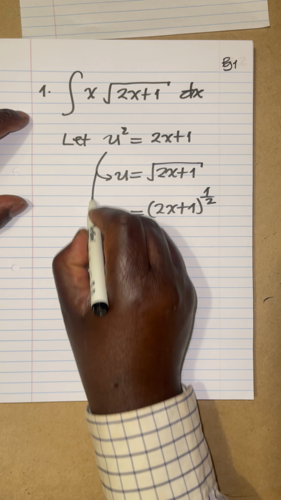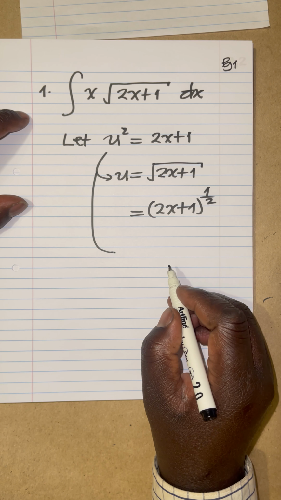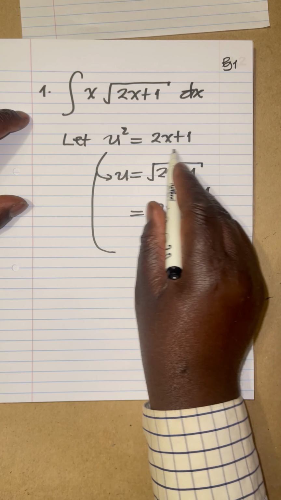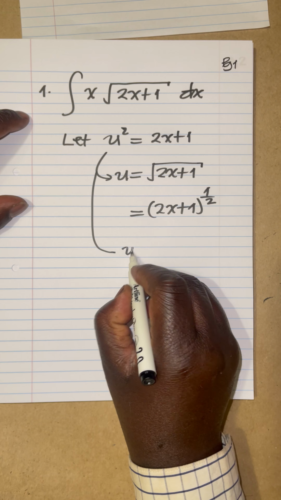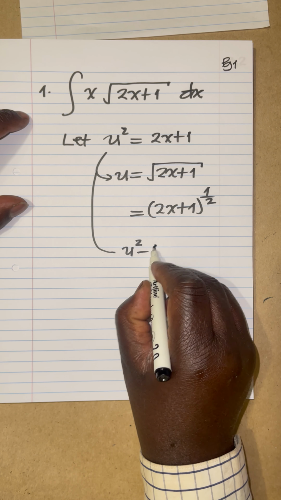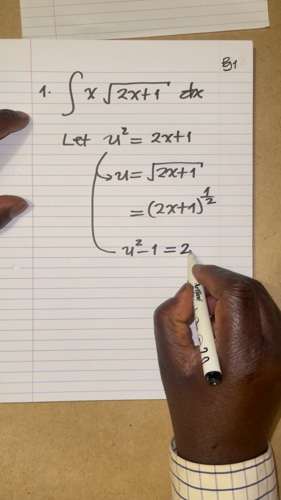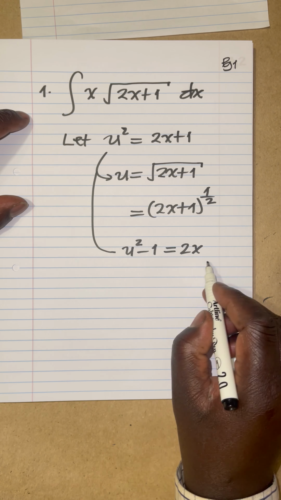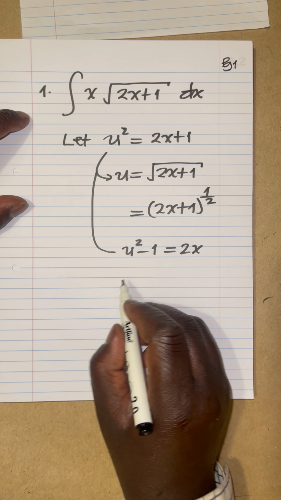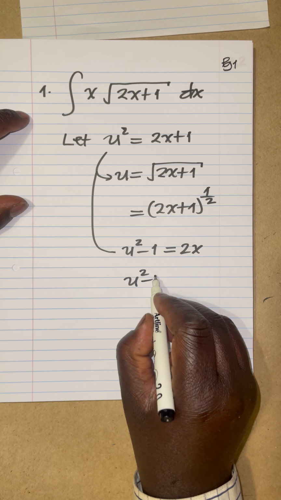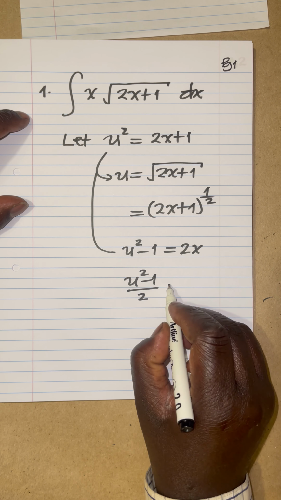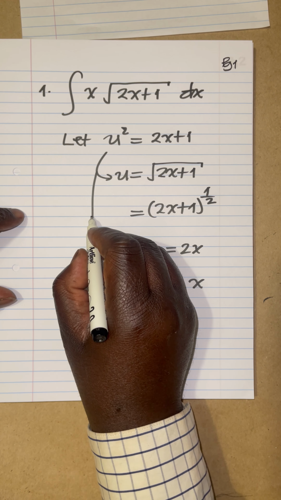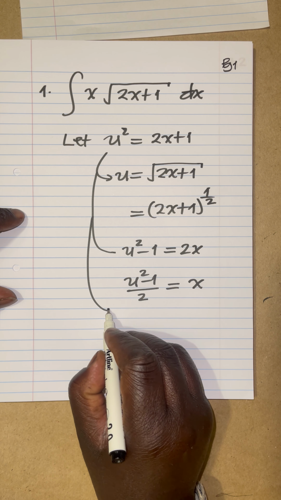Now, the second equation we're going to obtain from there is solving for x, because we have x outside here. Making x subject of the formula here, you'll agree with me that we have u squared minus 1 equal to 2x. Basically subtract 1 from both sides, you get this. Divide both sides by 2, you're going to get u squared minus 1 all over 2, and that is equal to x.